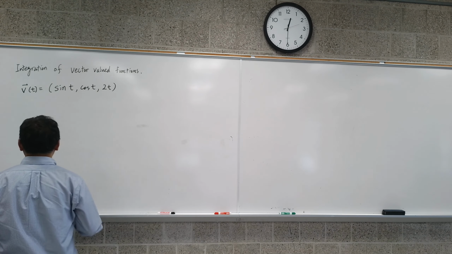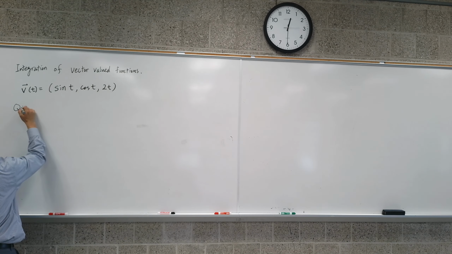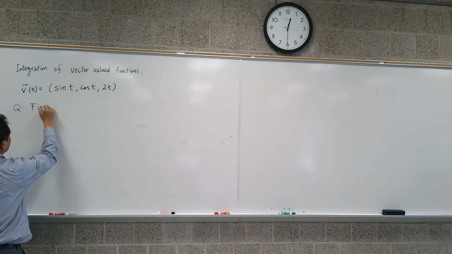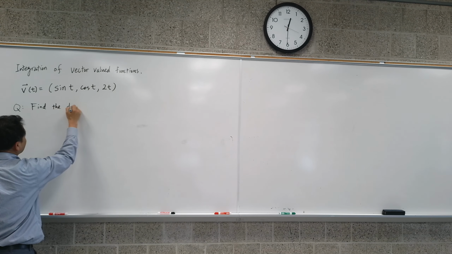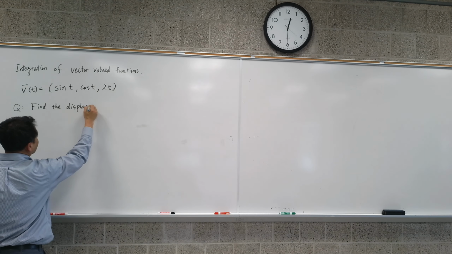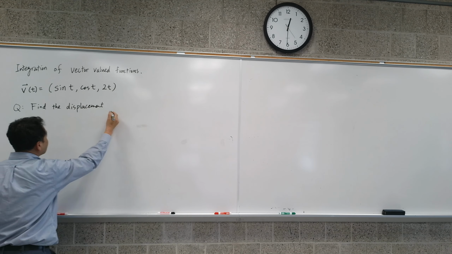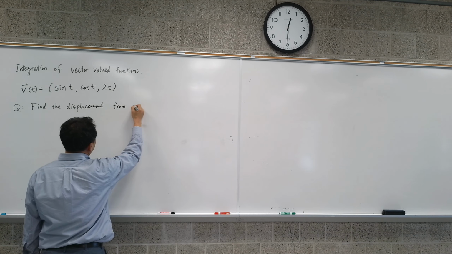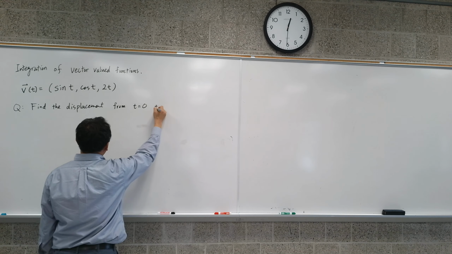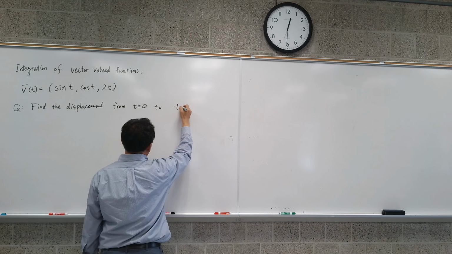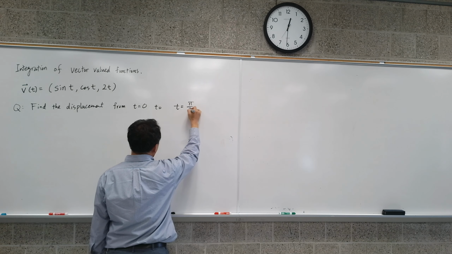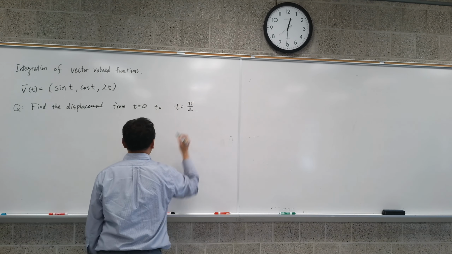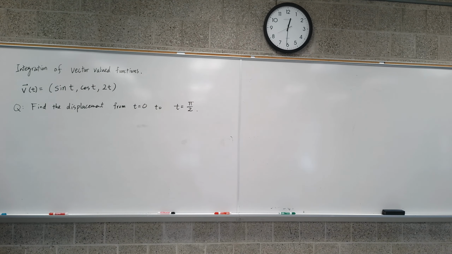And here's a question. Find the displacement from time t equals 0 to t equals pi over 2. How do you do this?